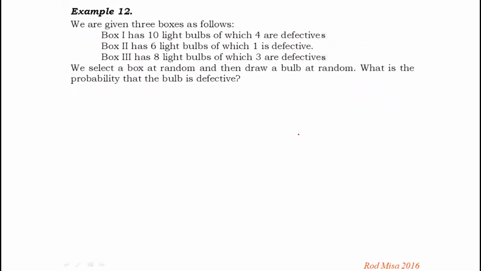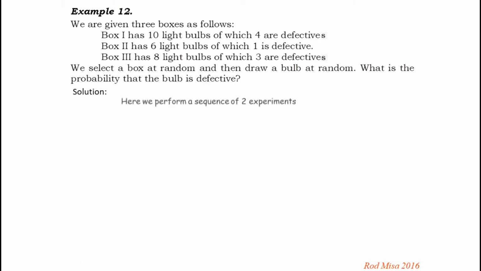We are given three boxes as follows. Box 1 has 10 light bulbs of which 4 are defective. Box 2 has 6 light bulbs of which 1 is defective. And box 3 has 8 light bulbs of which 3 are defective. We select a box at random at first and then draw a bulb at random. What is the probability that the bulb is defective?